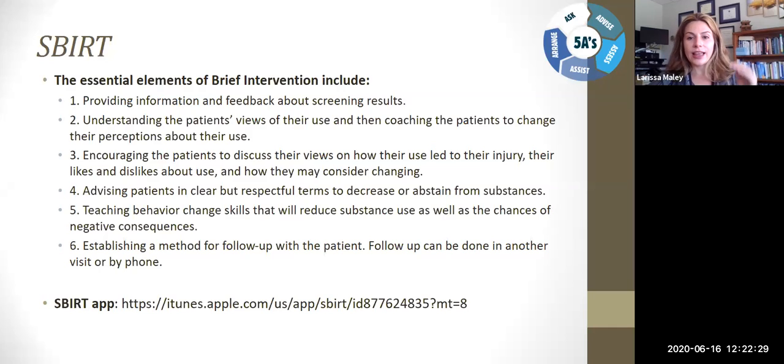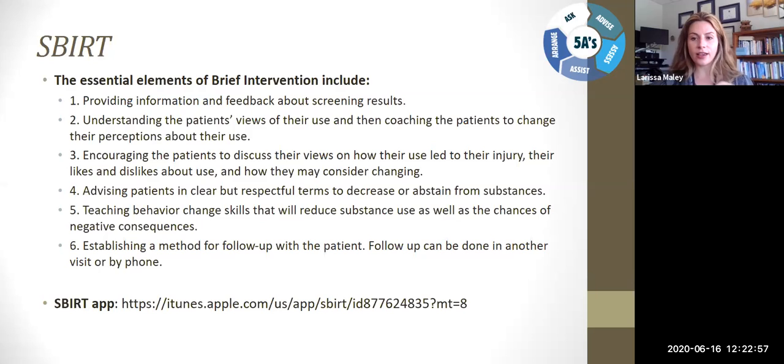And let's say they pop positive for having some kind of a substance use issue. So then I'm going to provide in that moment some brief intervention, which means going over the results of that screen with them, talking with them about why they're using, what they're using, and kind of getting that information, encouraging them to talk about what they like and they don't like about it. So that's where you're assessing for that ambivalence if it's there. Advising them in clear but very patient-centered terms that this really isn't going to be that helpful for them. Talking about some brief behavior change.